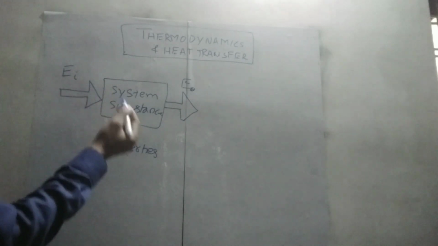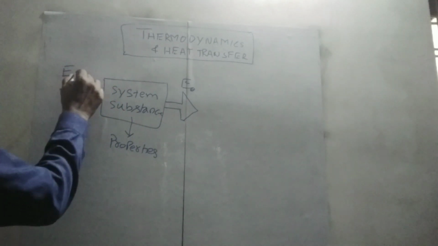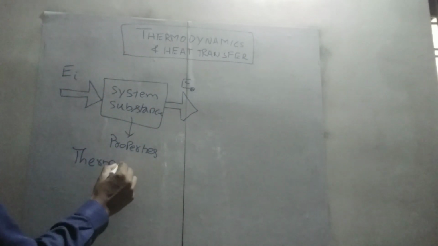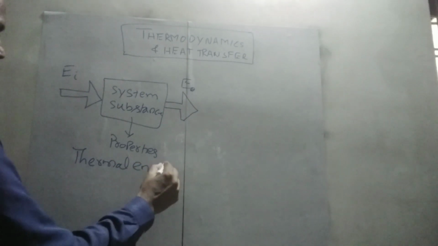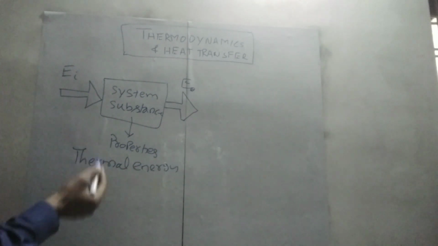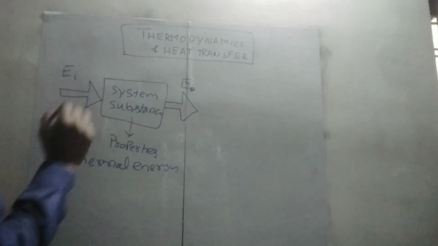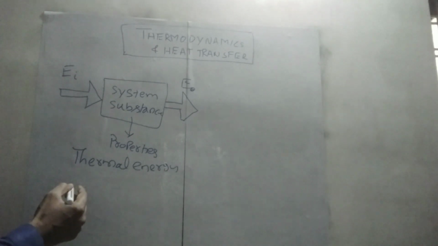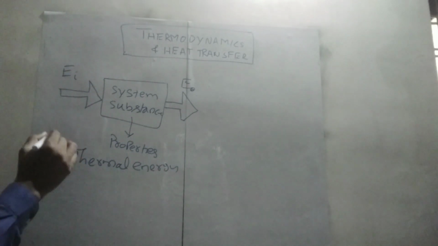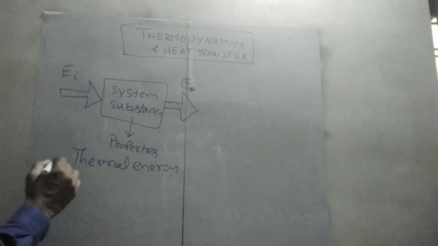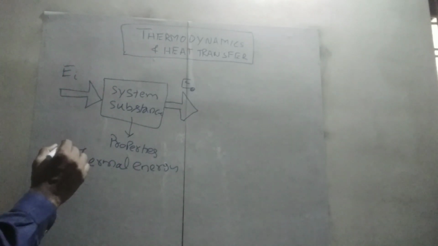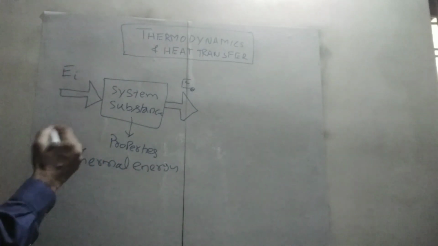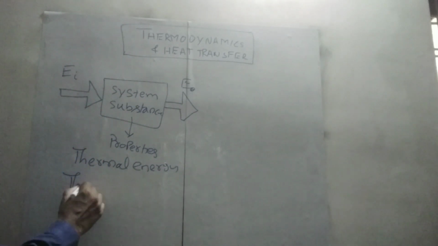We are saying this is a thermodynamic system because either E input or E output is something which is related to thermal energy. And because of the application of thermal energy onto the system, the properties of systems are changing. Now, this system, when it is been interpreted in terms of energy transfer, then it is called thermodynamics.